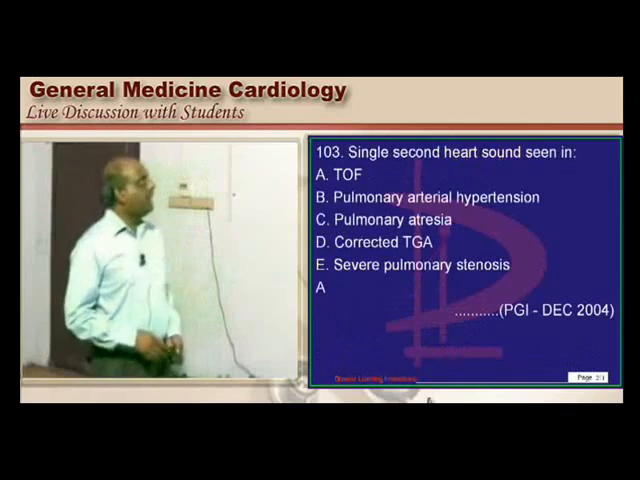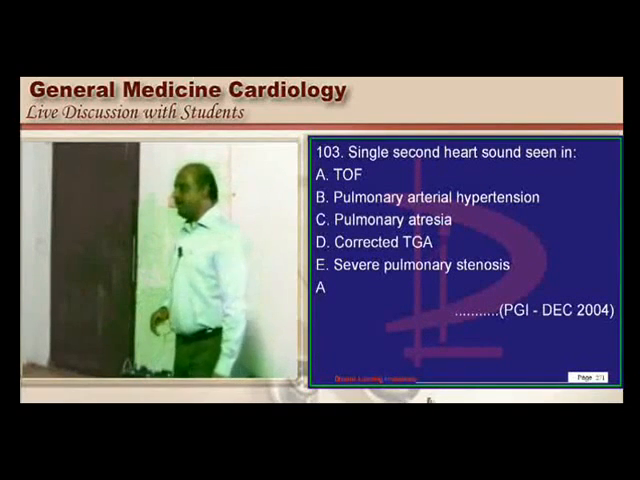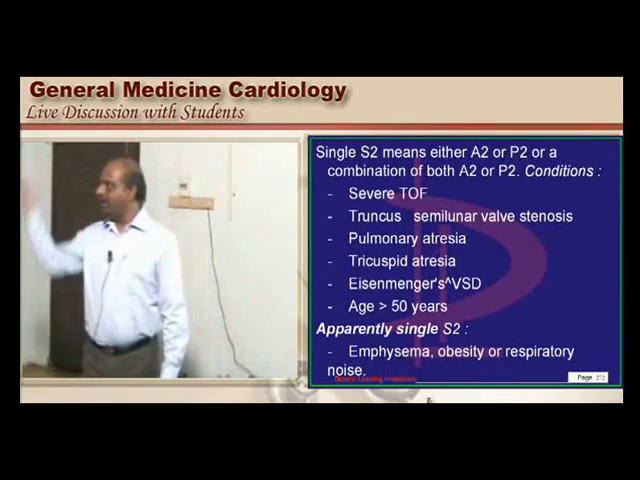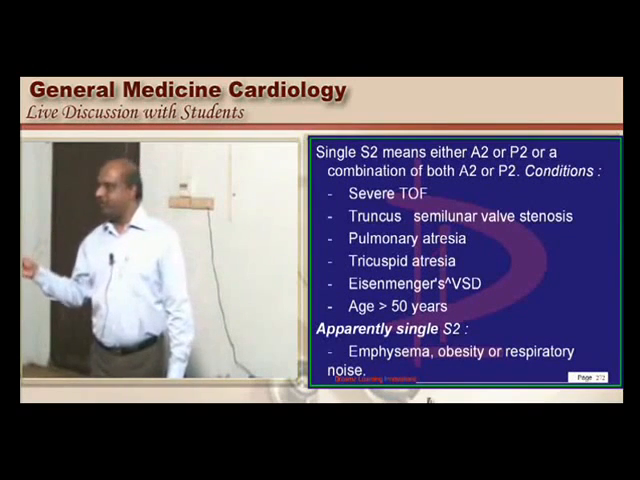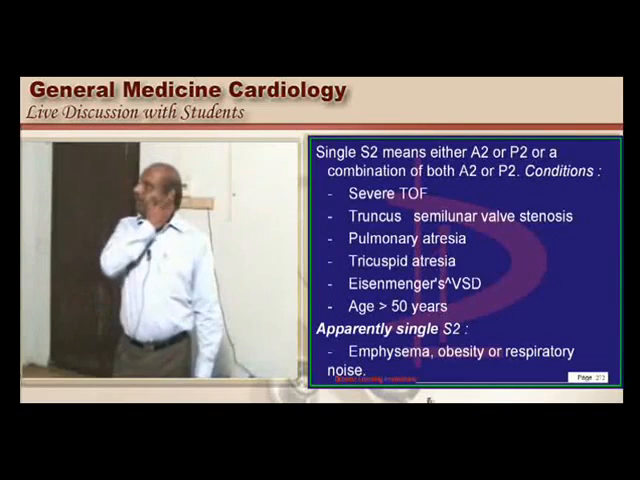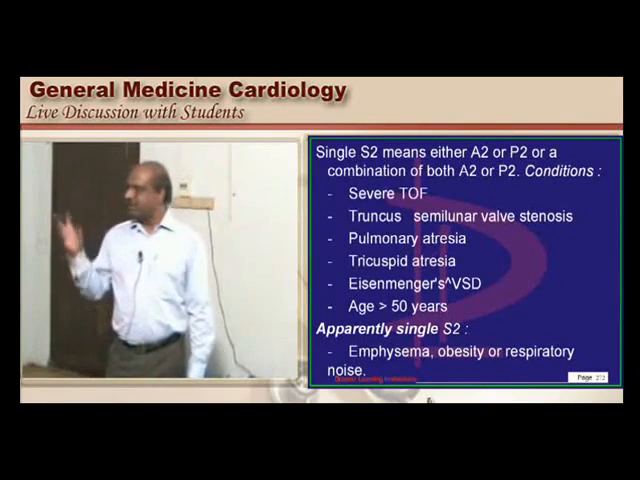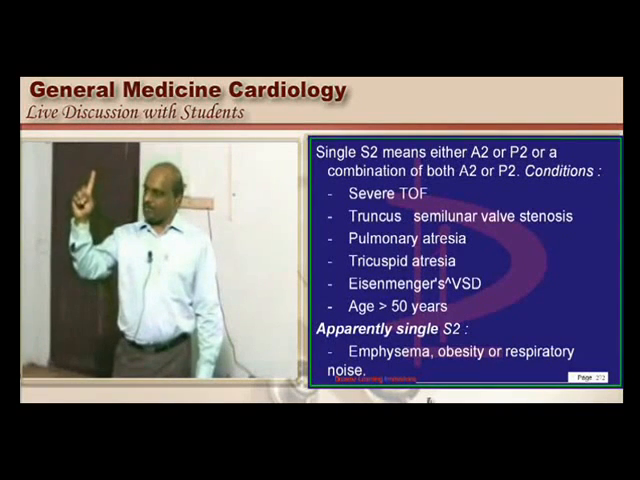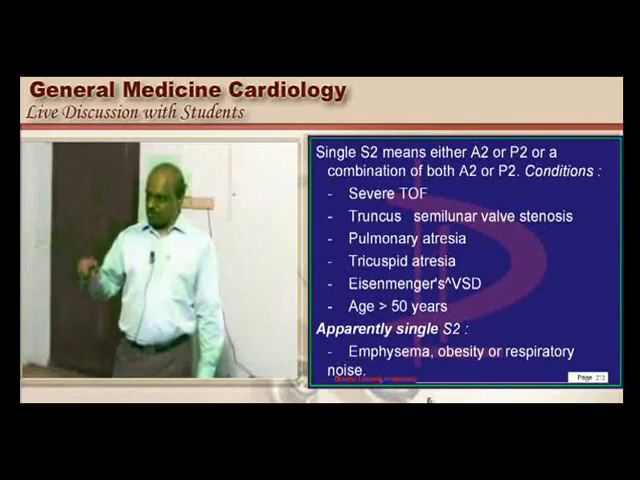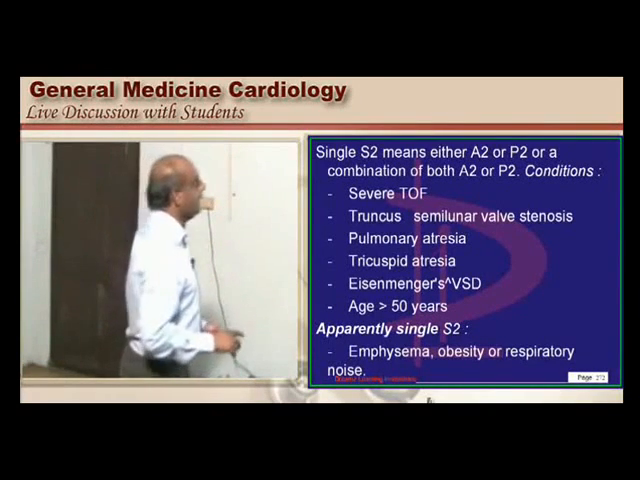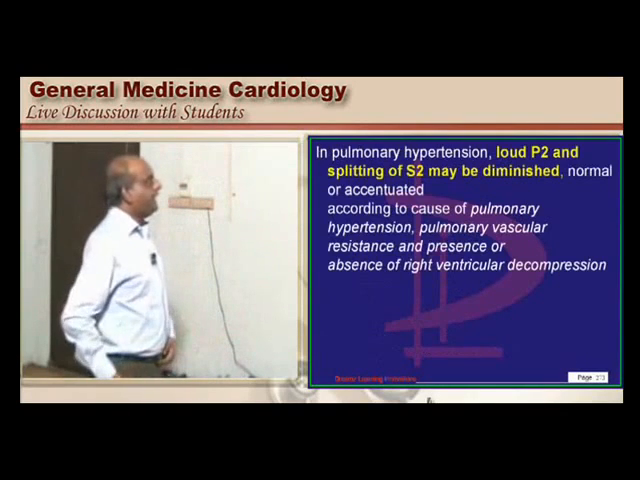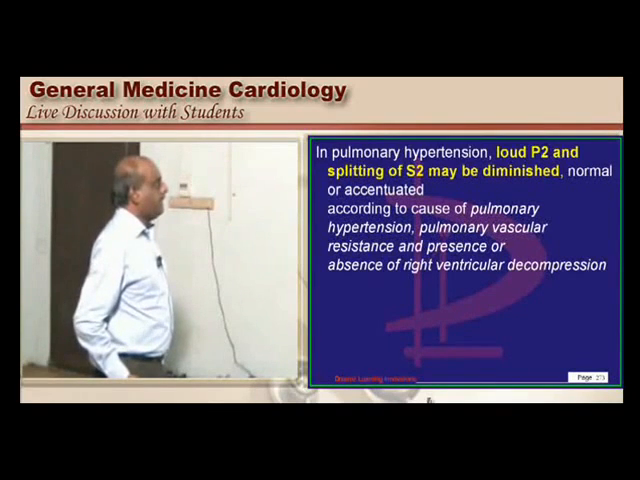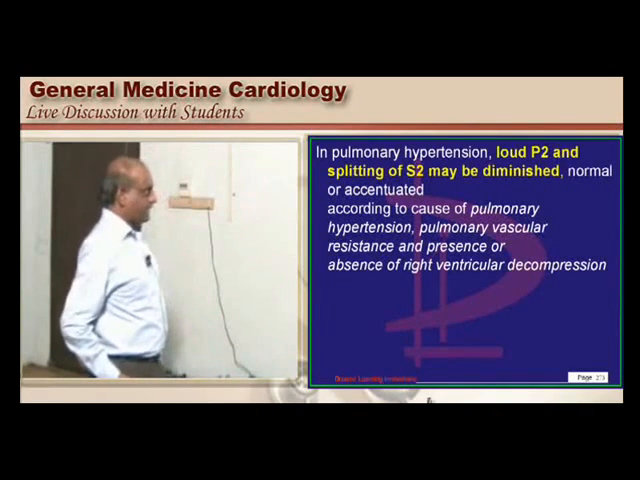Now where do you have a single heart sound? TOF. In TOF, what are the four lesions? VSD, PS, right ventricular hypertrophy, and the overriding of the aorta. So it is the pulmonic stenosis or atresia which leads to P2 being absent, and that leads to development of a single S2, which is because of A2 rather than P2 in case of TOF, is what you need to remember. So pulmonary atresia, tricuspid atresia, Eisenmenger's VSD, severe TOF, or age greater than 50 can be some of the few conditions leading to single S2.